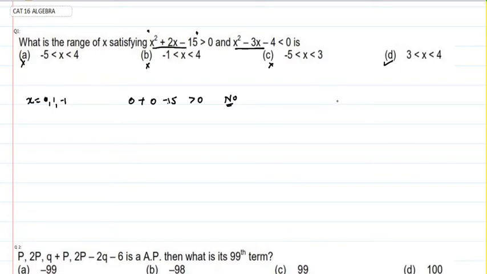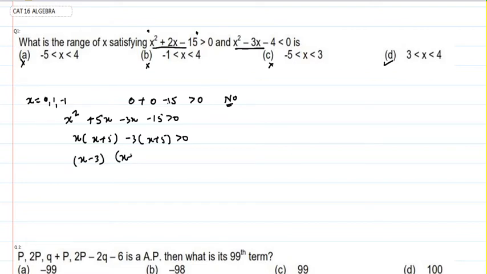Let me try and thoroughly solve this for you. See, the first equation I can factorize as x square plus 5x minus 3x minus 15 more than 0. I can factorize this further as x plus 5 common, minus 3 common, x plus 5 more than 0. So that breaks down to x minus 3 into x plus 5 more than 0. Now, in our theory sessions, we cover something called the wavy curve method. I'll have to apply that here.